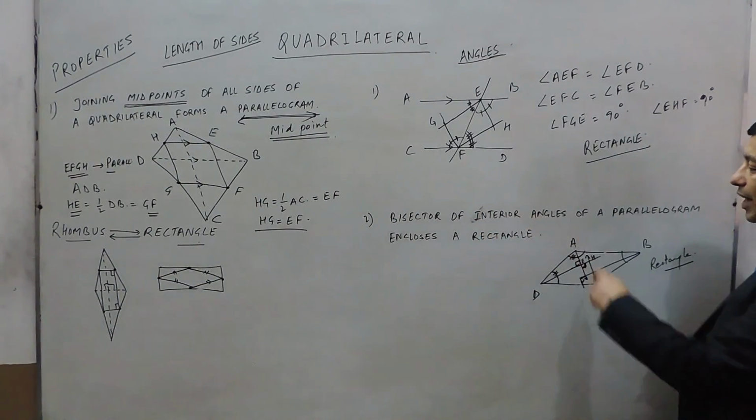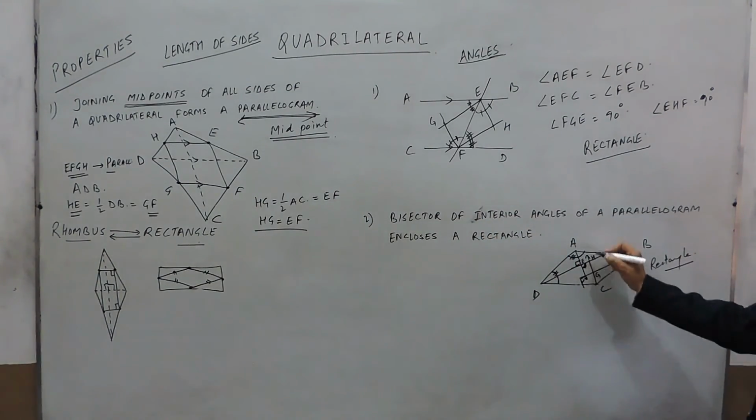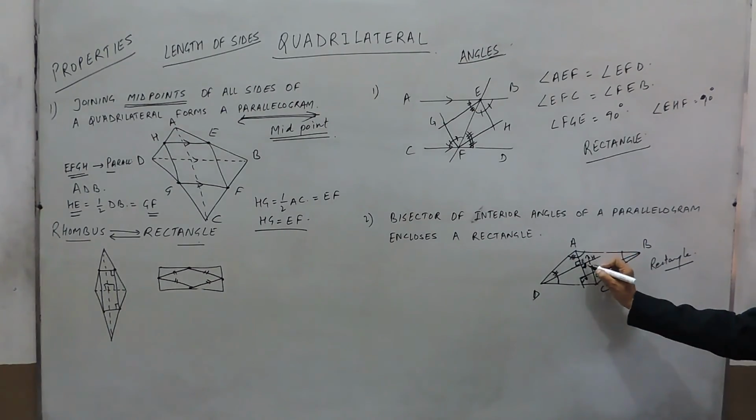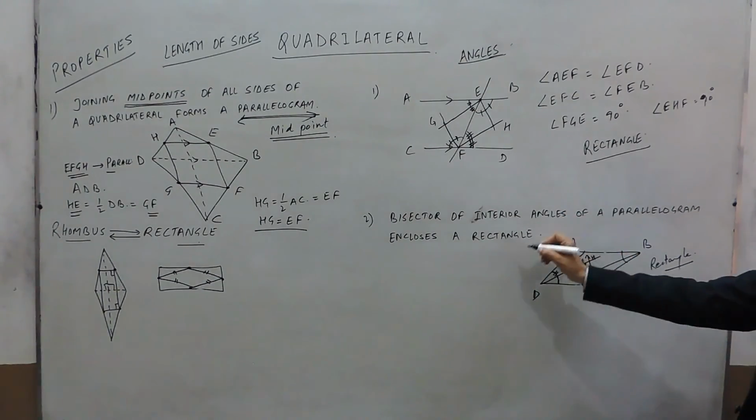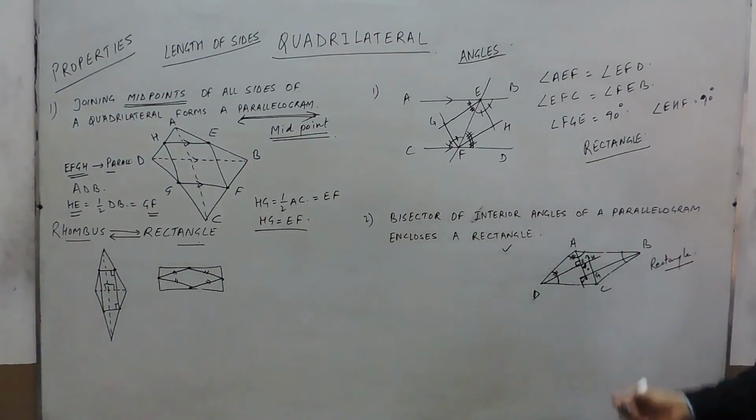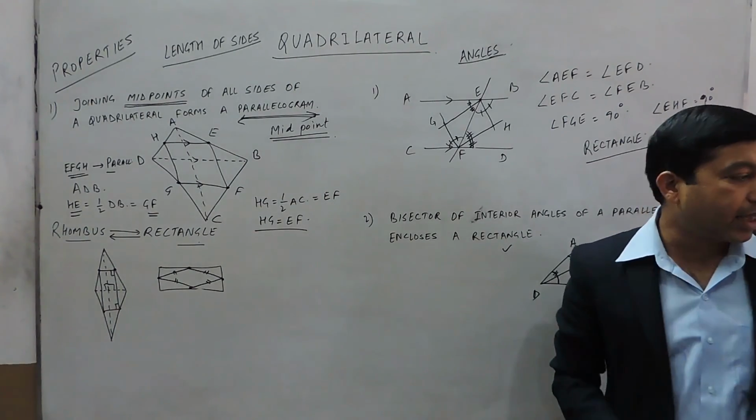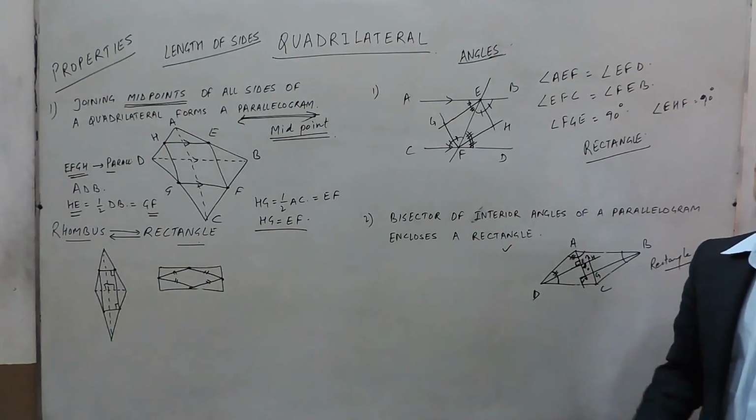So if the bisectors of the interior angles of a parallelogram enclose a figure, this figure EFGH will be a rectangle. So these are the properties of a quadrilateral, and after this we will go for the next topic, that is circles.